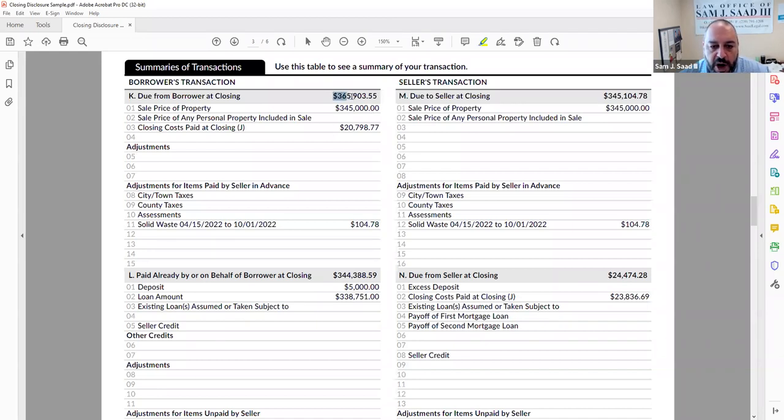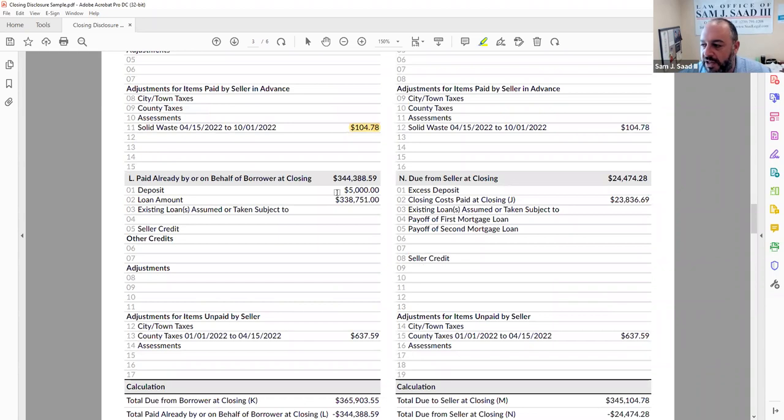So the borrower's total all-in payment on the closing date is right here. $365,903.55 is the total that the borrower is going to bring into the transaction. That's their purchase price, plus their closing costs paid at closing, plus the credit that they're giving to the seller for the garbage. Remember, the garbage bill is paid forward. The seller has already paid the garbage bill for the fiscal year of October 1 to September 30th of the year. So they get some of that money back, and that's listed right here in the adjustments paid for by seller in advance.